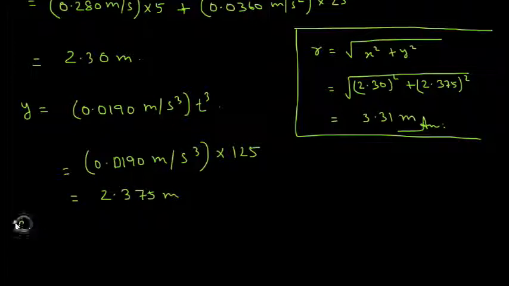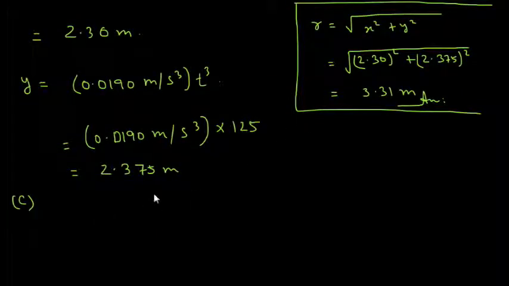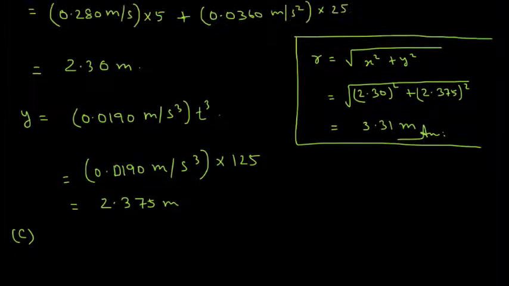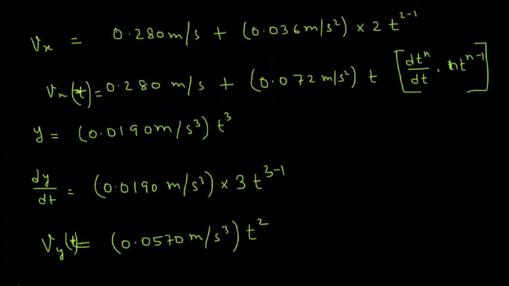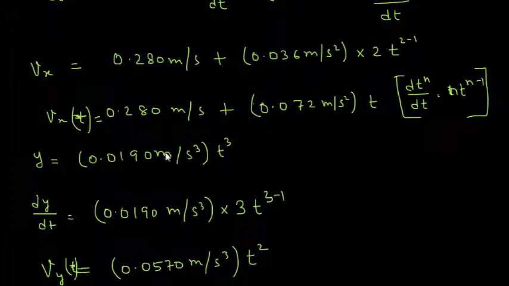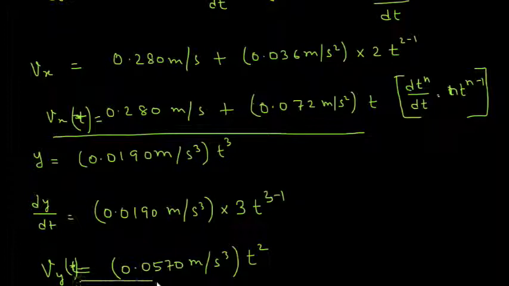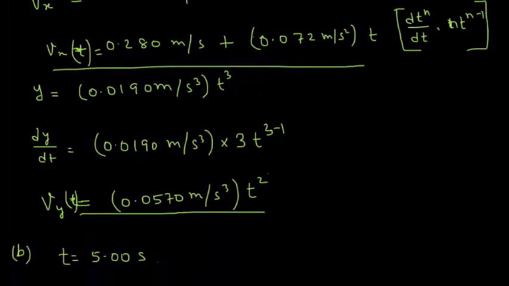For the third part of this sum, to solve the third part, we'll put t is equal to 5 in the vx equation, and t is equal to 5 in the vy equation. So let us put it.